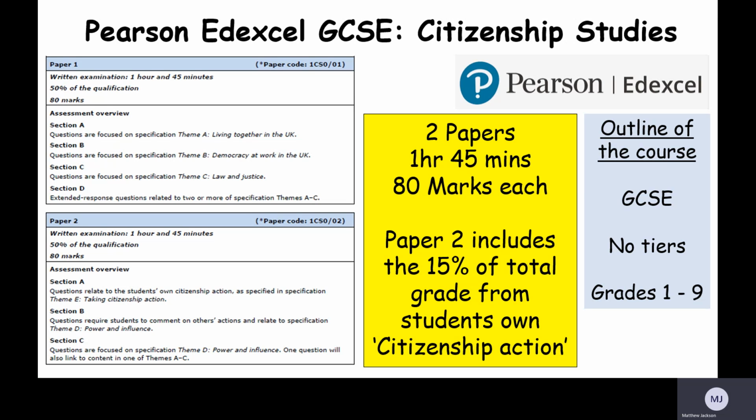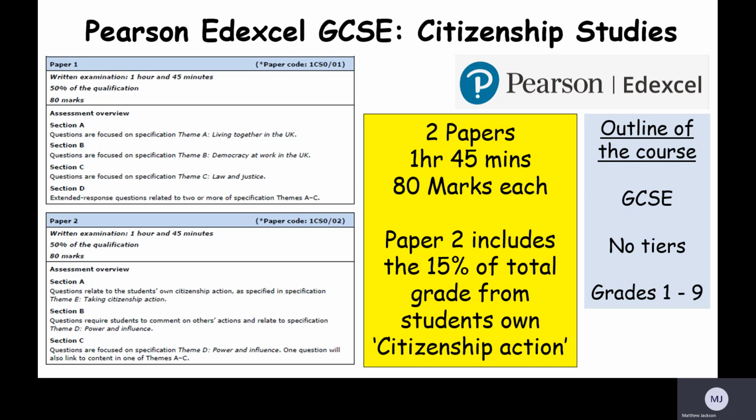There are 2 papers. Both are 1 hour and 45 minutes, and both are 80 marks each. So there are 80 marks on each paper in 1 hour and 45 minutes. If you look on the left-hand side, you'll see the papers. Both of them are split 50-50% of the qualification.